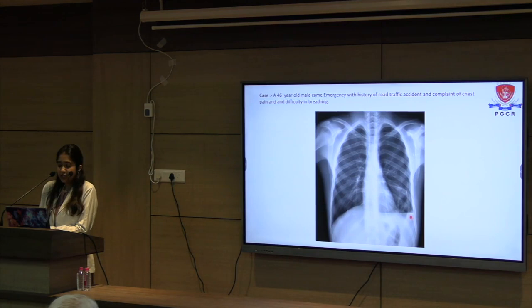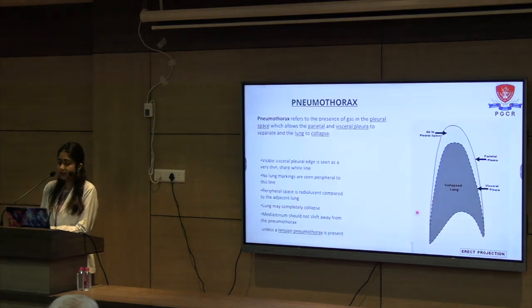So what we can appreciate is the increased lucency along the lateral aspect of left hemithorax with no lung marking and the visceral pleural sign. And here we can also see homogeneous opacity obscuring left CP angle and the air fluid level, which is suggestive of left hydropneumothorax. These are the various radiological signs which we usually see while reporting a pneumothorax case.